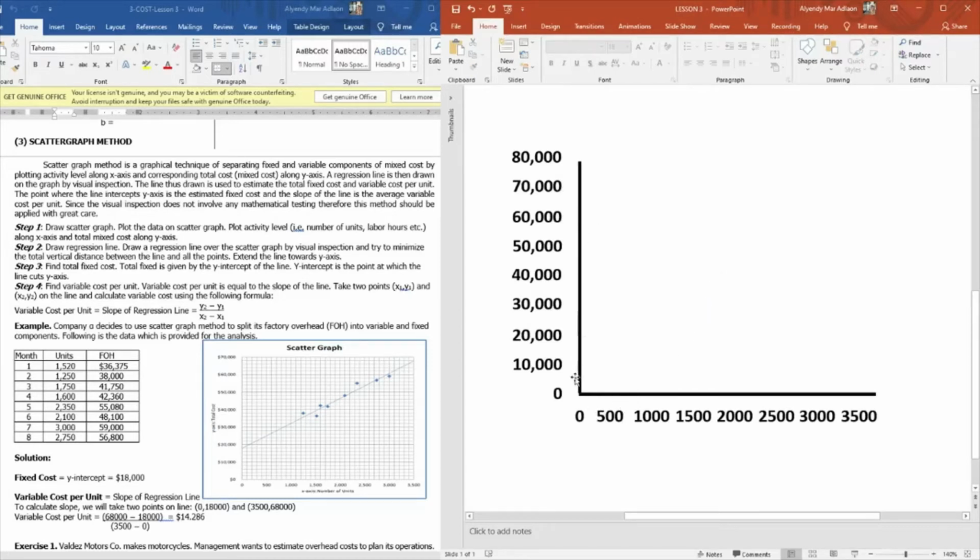So here is now our scatter graph. The next thing that we're going to do is to plot the points. Plot the activity level. We have here months 1 to 8, and for each month, we are going to plot the points in our scatter graph.